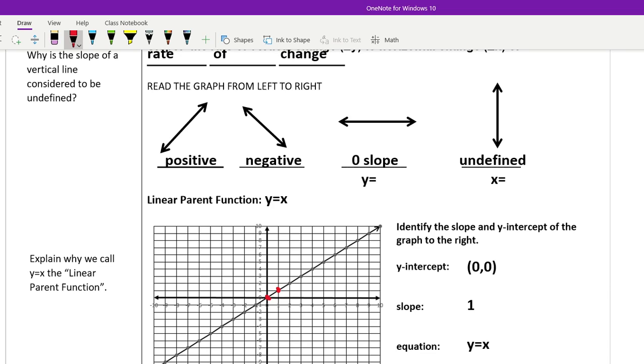plus 0. Now, we understand when we're multiplying by a variable, we don't need to show the 1. And when we're adding 0 to anything, we don't need to show it. So this is why it's called the parent function. Our two variables that we are changing do not have to be shown. 1's not shown and 0's not shown.